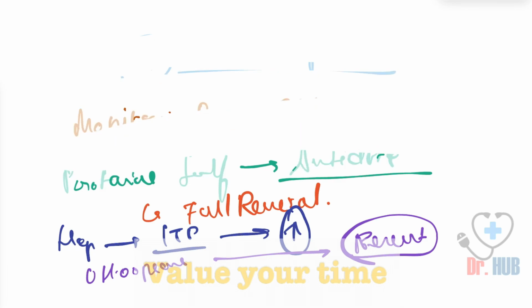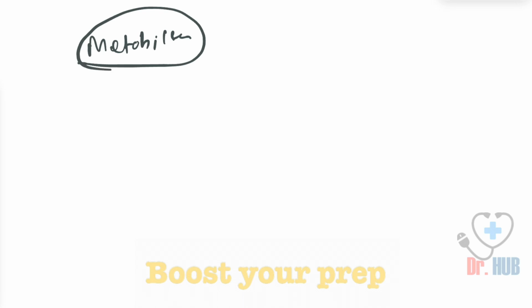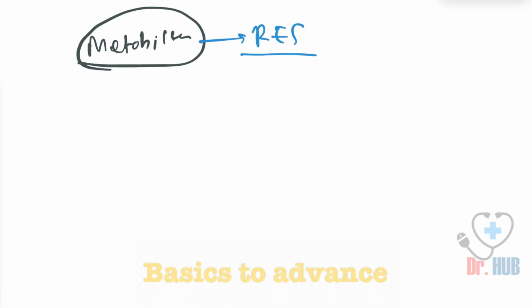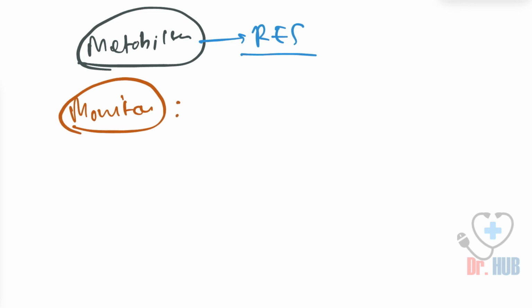Now we'll go on to answering our questions. The first question we asked was, what is the metabolism of unfractionated heparin? The metabolism is by the reticuloendothelial system, that is the RES. Then, when we look at monitoring, should it be monitored? Monitoring is required, and it is done with the aPTT.